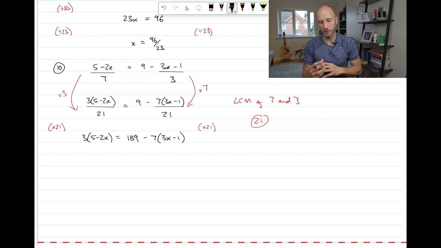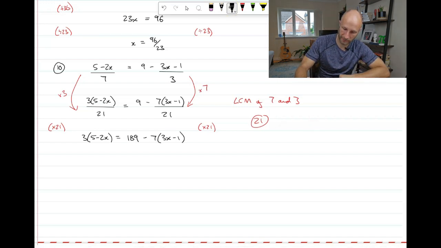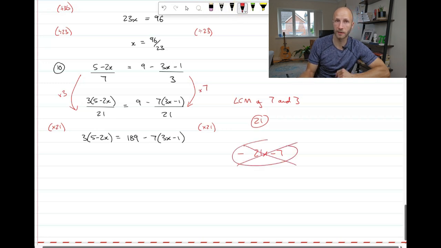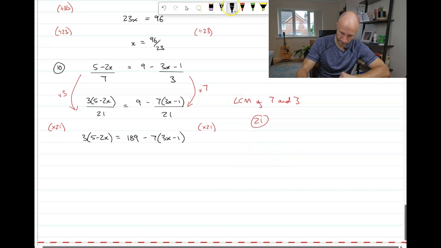Lots of people don't write the 7 in. They times up by 7 and write this. So they'll times by 7 and times by 7, leave the minus sign outside, and then they'll make a mistake because this will actually end up giving you the wrong answer. And we'll see what the right answer is going to be in a second.